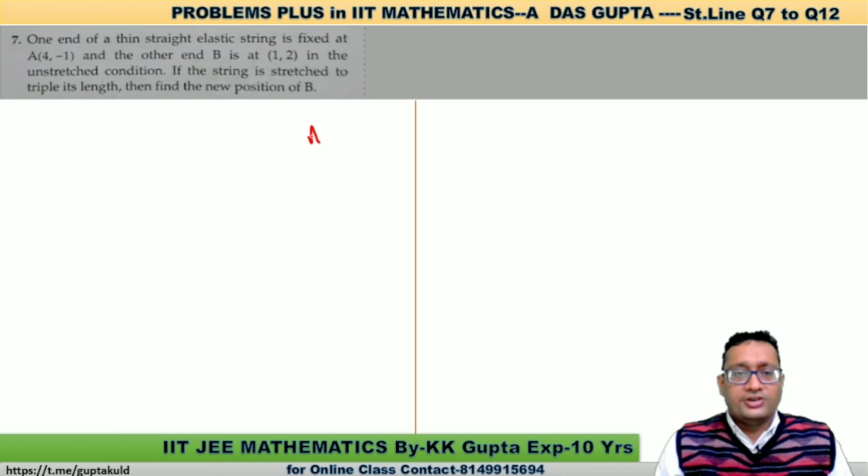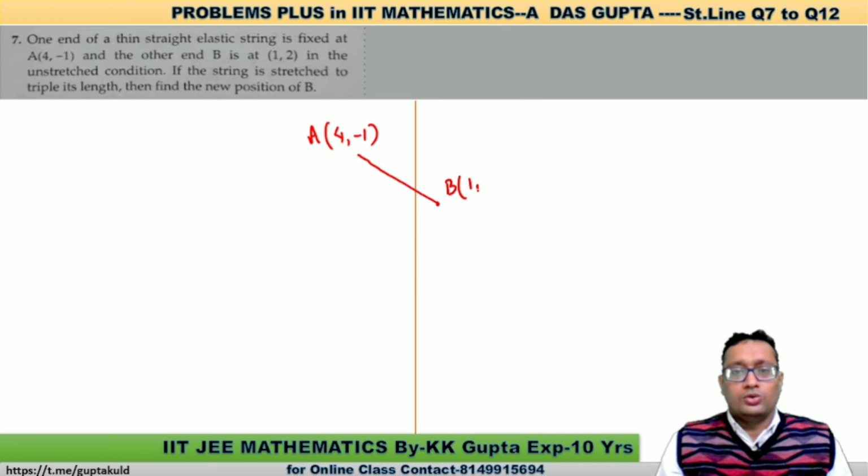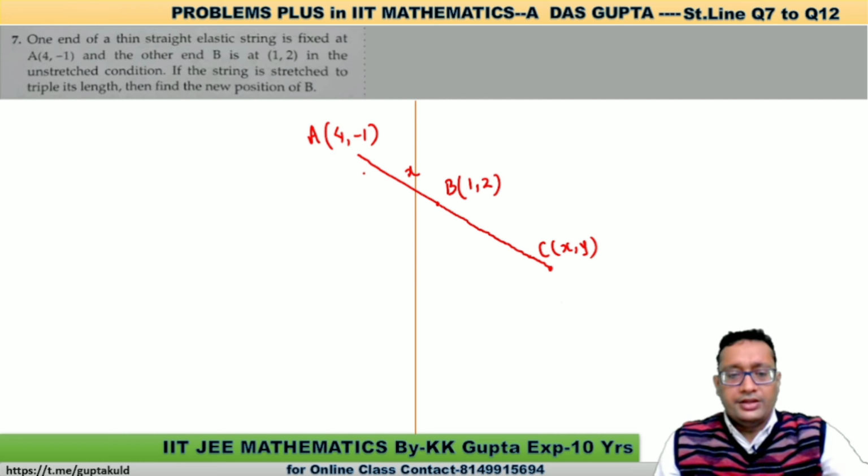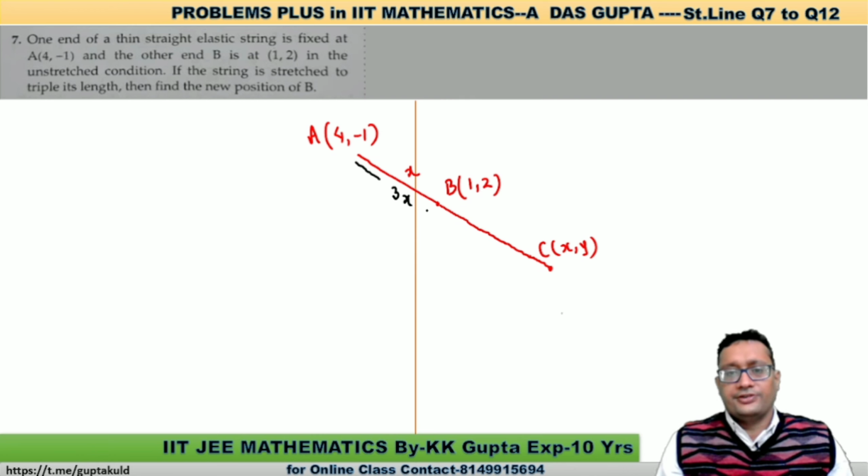Let this be a coordinate plane. Consider A as (4, -1) and this is B (1, 2). Now the string is stretched to triple its length. So the new position, let's suppose this is C (x, y), and its length is now triple. It means if this part is x, then the whole length becomes 3x. This is 3x, so this length will become 2x.